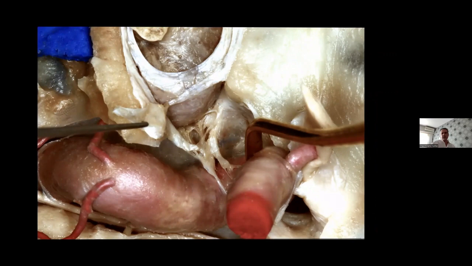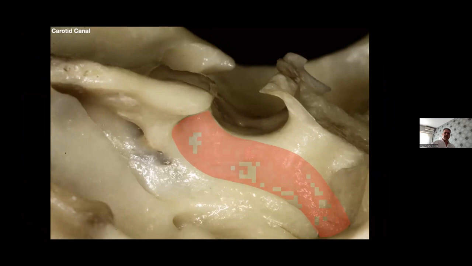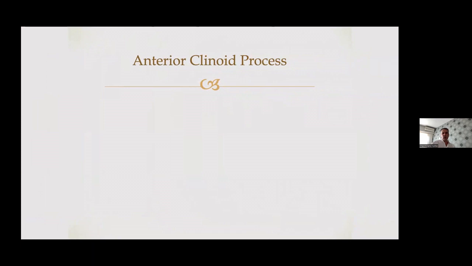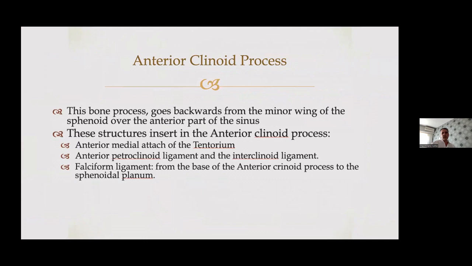Now we see the disposition of the carotid in the carotid channel in the lateral wall of the sphenoidal bone. The anterior clinoid process, we see this bone process goes backward from the minor wing of the sphenoid over the anterior part of the sinus. Which structures insert in the anterior clinoid process? The anterior medial attach of the tentorium, anterior petroclinoid ligament, the interclinoid ligament, and the falciform ligament.